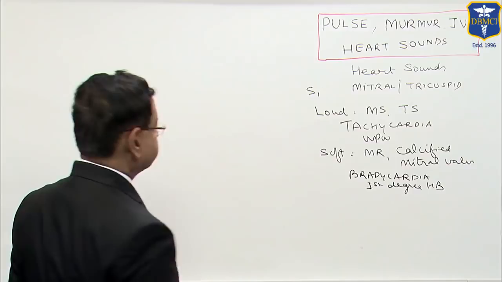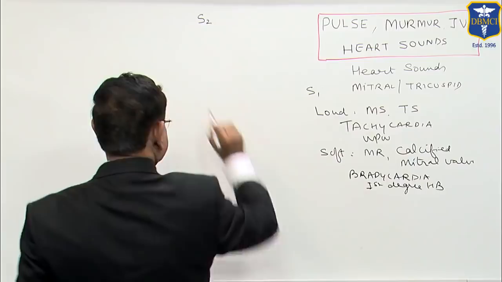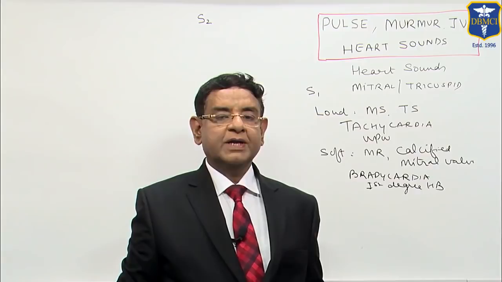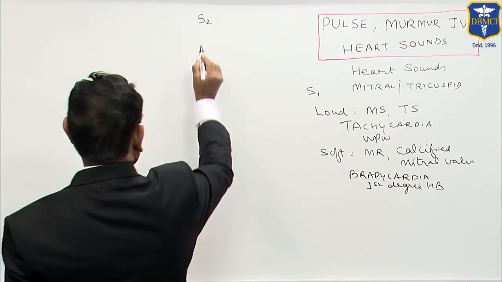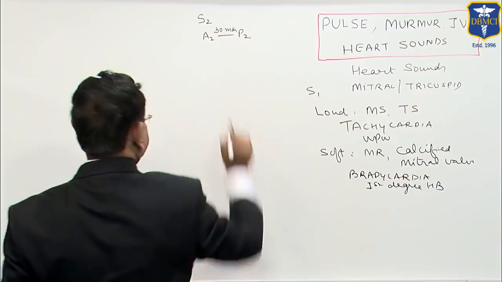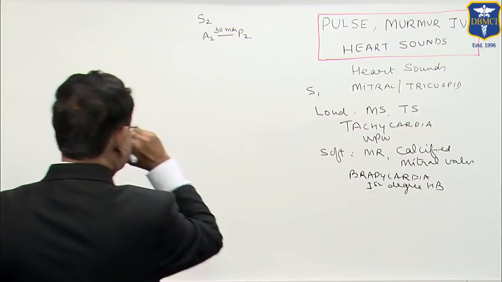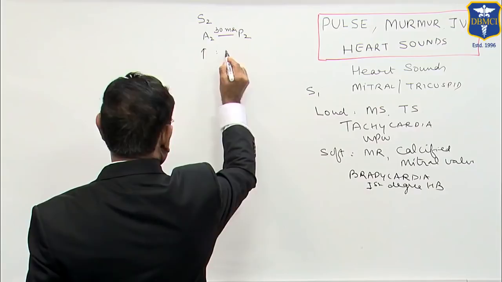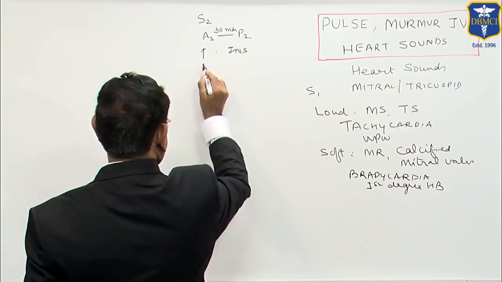Second sound. This is produced due to closure of the aortic and pulmonary valve. Normally, A2 comes first and P2 comes after 30 milliseconds, right? And this gap increases on normal inspiration, and this gap reduces in normal expiration.